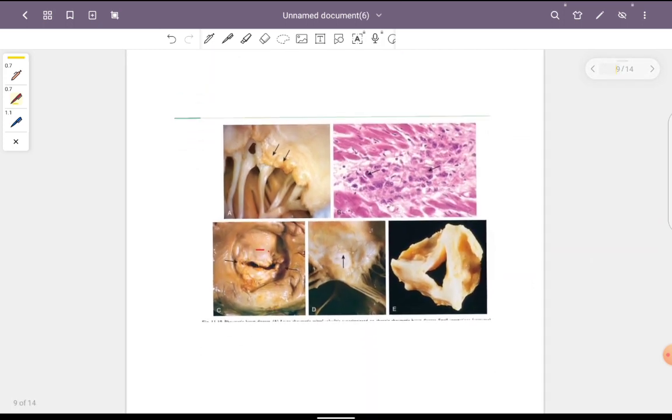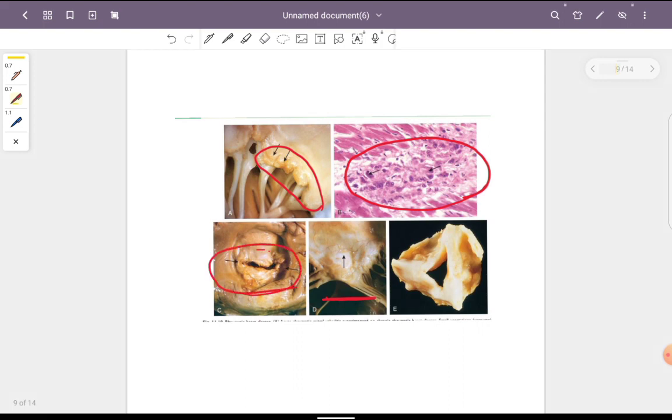Now let's study these images. The first one is showing the rheumatic vegetation. They are small 1 to 4 millimeter, warty vegetations, verrucaceous vegetations. Okay, in the second picture, they are Aschoff nodules, as I've mentioned before in the slides. And the third one is fish mouth or button mouth stenosis. Fourth one is showing the thickening of chordae tendineae.